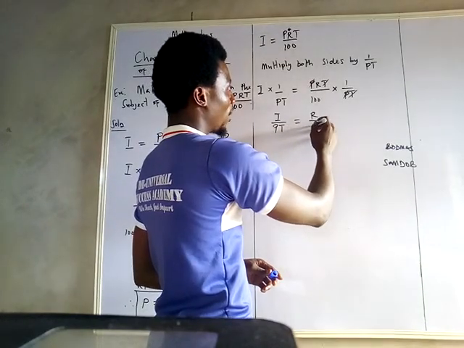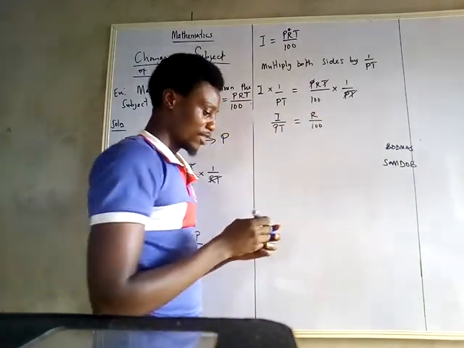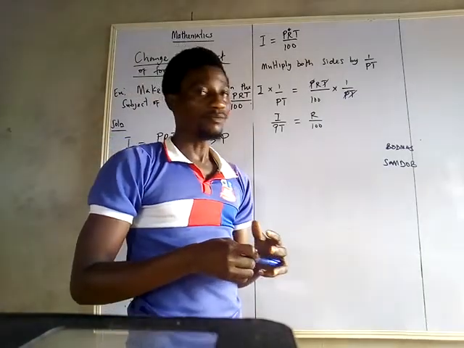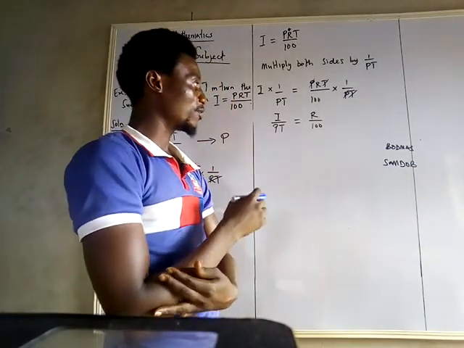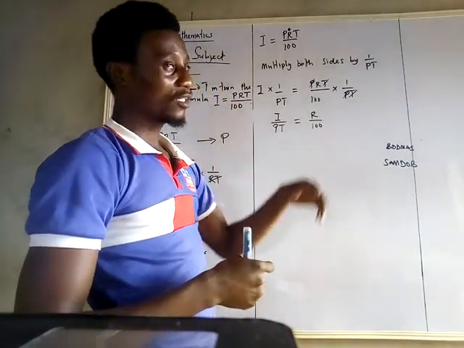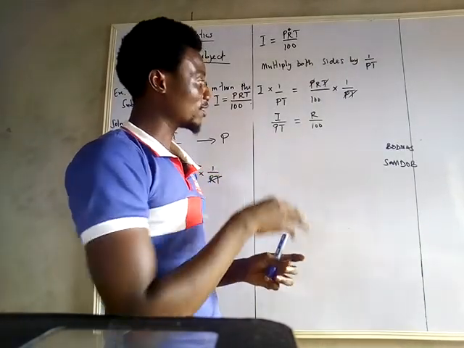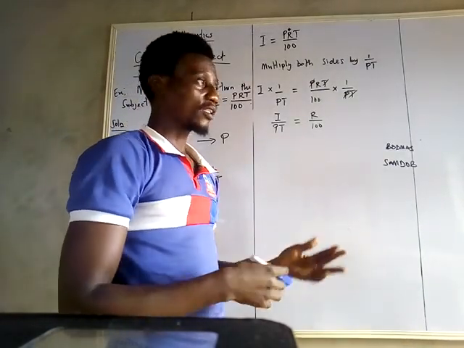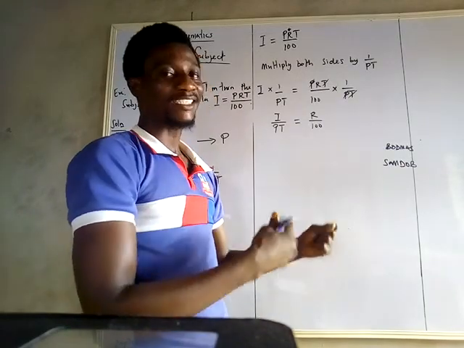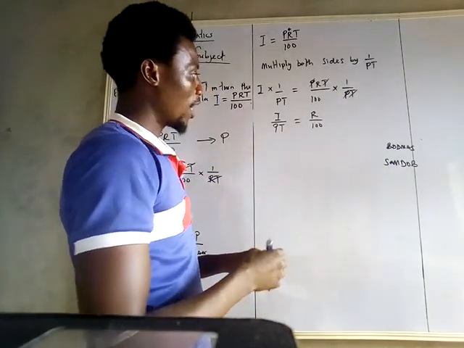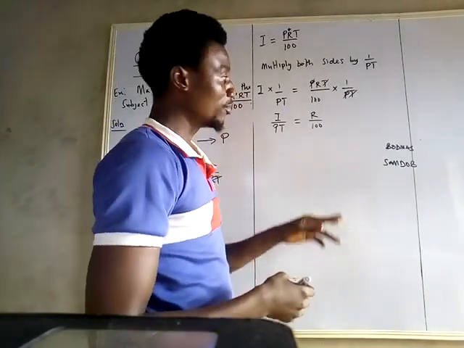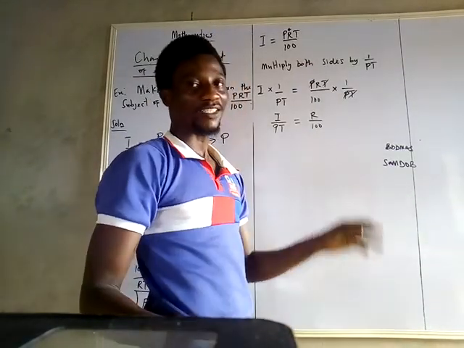divided by 100. Don't forget, we are still interested in making R the subject of the formula. And as you can see, 100 is the only term that is disturbing R. And what is the relationship between 100 and R? That is division. How do we remove division? We remove division by multiplication.